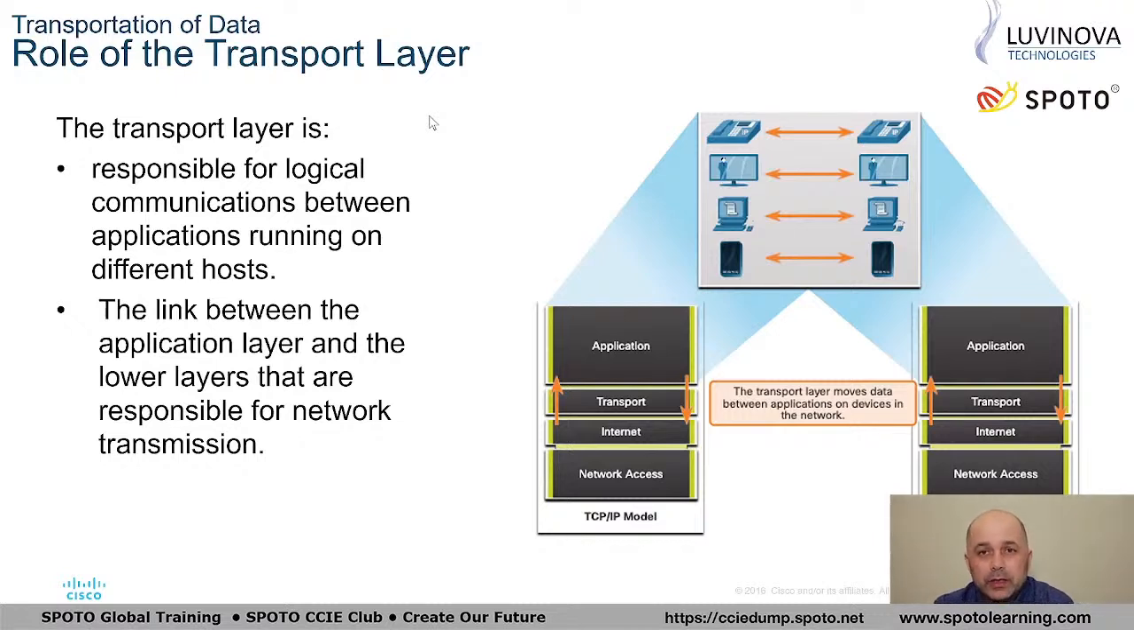All layers, as you know from the CCNA curriculum, communicate between each other, and the things happening on those layers directly affect the transmission of the data. The transport layer is responsible for the logical communication between applications themselves. For example, Facebook with Facebook, Viber with Viber, WhatsApp with WhatsApp. WhatsApp cannot communicate with Viber over the same communication channel. That's why they have different communication channels. It is the link between the application layer and the lower layers that are responsible for the network transmission.